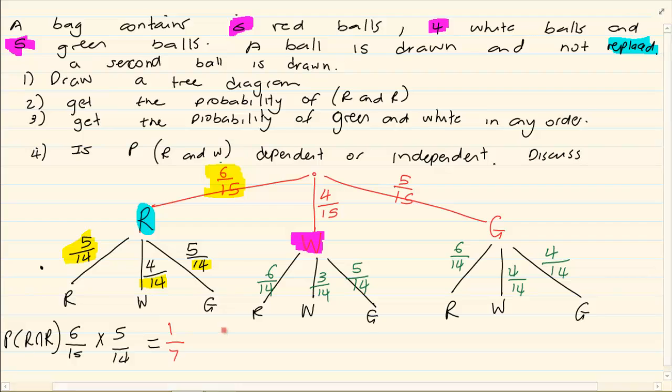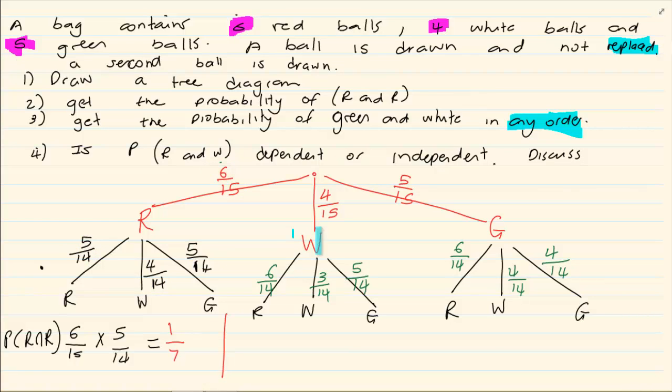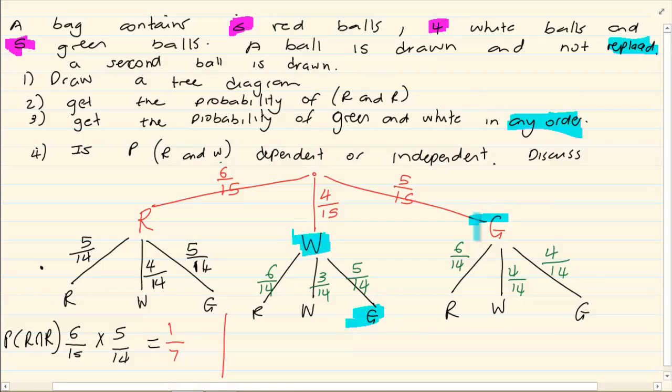Remember, you can use your calculator to solve this. Because it's a multiplication rule, it's called a product rule. You are allowed to use your calculator and give the simplest form. Get the probability of green and white, but in any order. Now remember, if they're saying in any order, that means I must look where do I have white and then green, or where do I have green and then white.